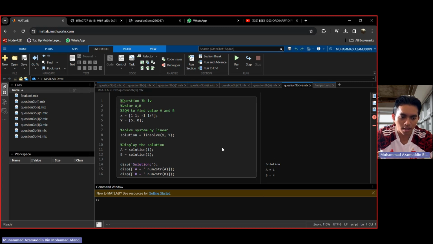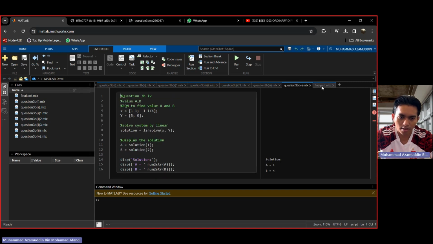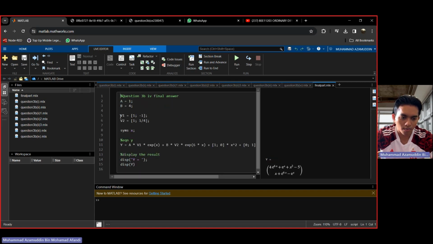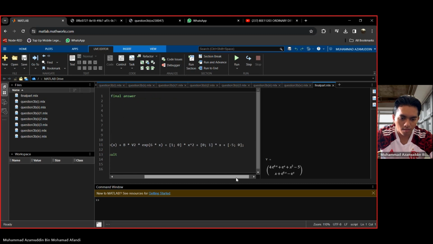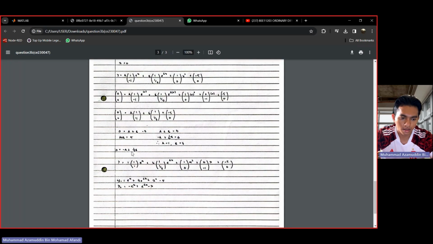The last part is we need to put the values of A and B, and then put the values of v1 and v2 into the equation for y, which is this, and then we get the final answer.